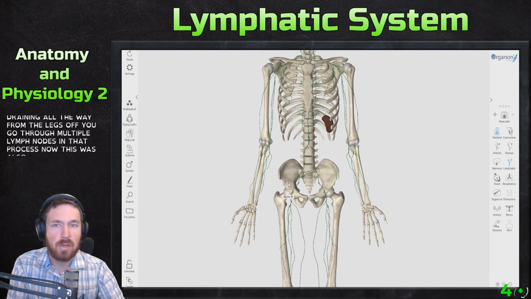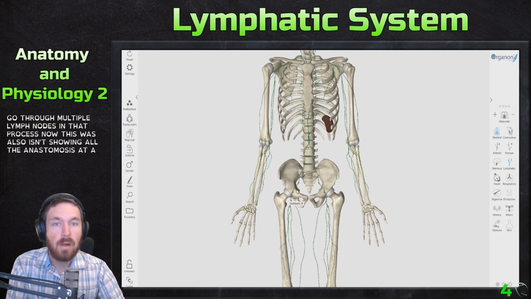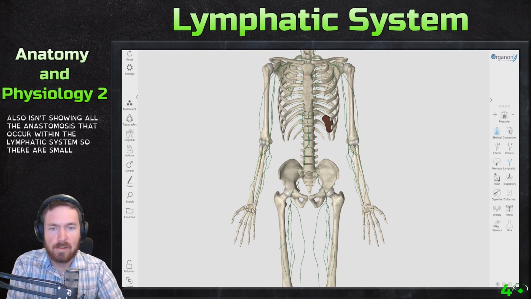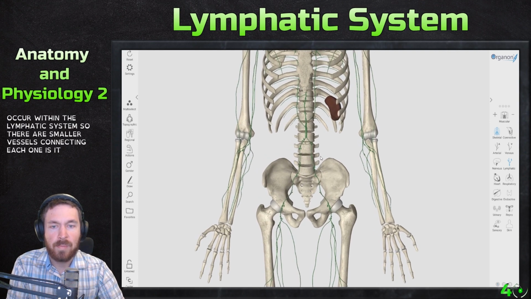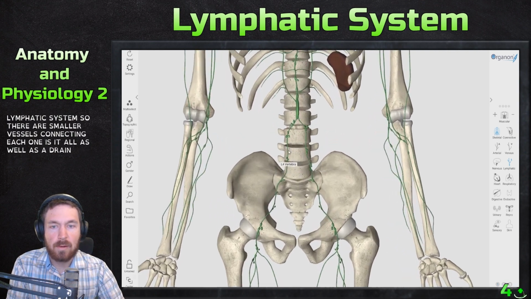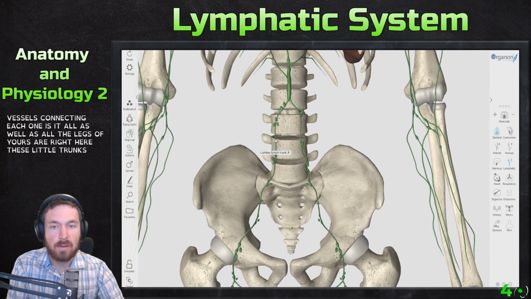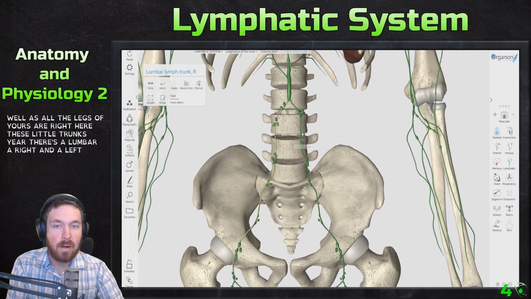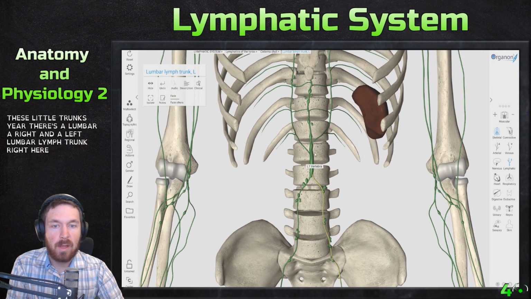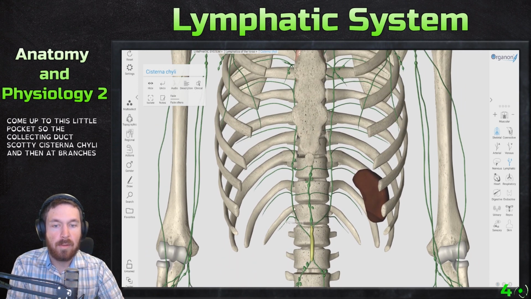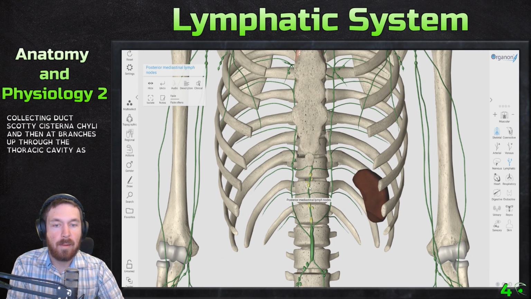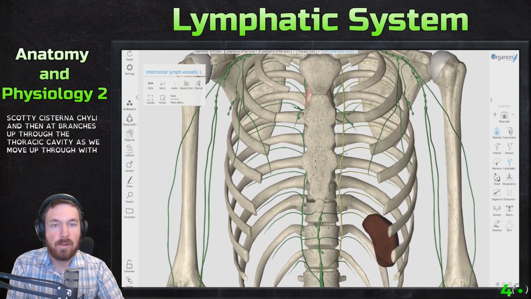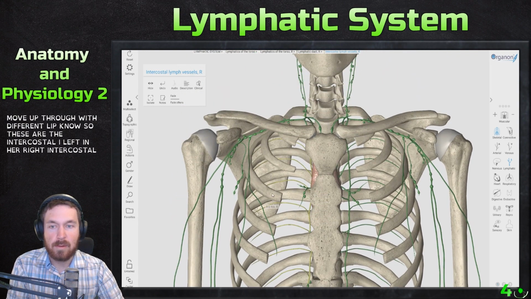Now, this one also isn't showing all the anastomoses that occur within the lymphatic system. So there are smaller vessels connecting each one of these as well. So then all the legs drain up here. Right here, these little trunks, there's a right and a left lumbar lymph trunk. And then we come up to this little pocket, this little collecting duct. It's called the cisterna chyli. And then that branches up through the thoracic cavity with different lymph nodes. So these are the intercostals, a left and a right intercostal vessel here.